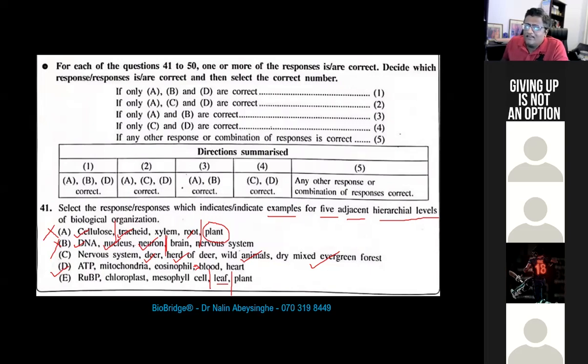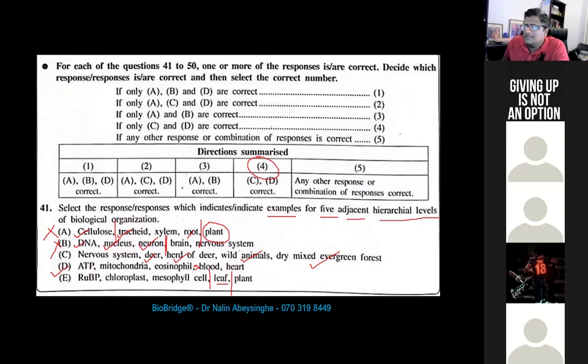So what we get here, C and D are correct. So you have to mark number 4 in your answer sheet, right? So that is the trick. That is the trick. So don't get messed up here.